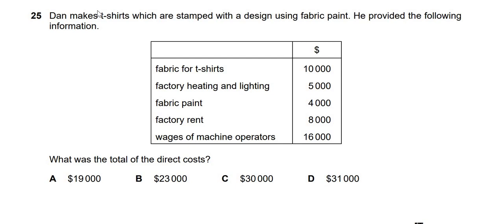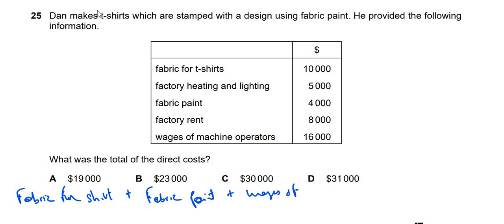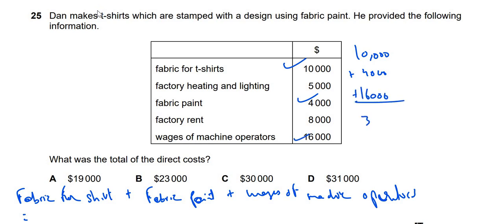So look, direct cost would actually be fabric for shirt plus fabric paint plus wages of machine operators. So direct cost is going to turn out to be 10,000 plus 4,000, this 10,000 plus 4,000 plus 16,000. So that's 30,000. Alright, so the answer is C.